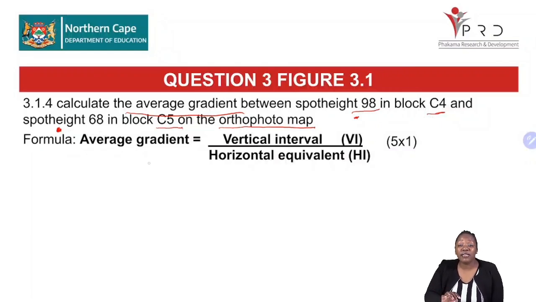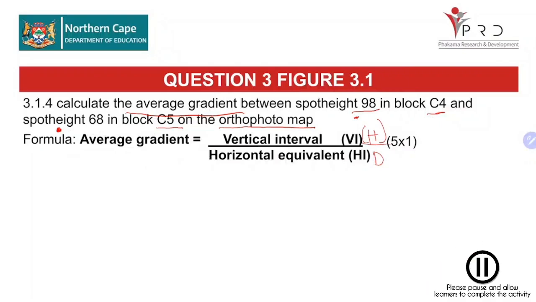You are also given the formula. Average gradient is equal to vertical interval over horizontal equivalent. So this is your height, which is the difference in height, and this is your distance. I'm going to give you 5 minutes to work on this calculation, and then after 5 minutes we will proceed to the corrections.